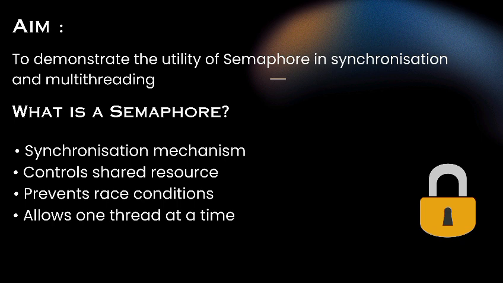First of all, what is a semaphore? A semaphore is the synchronization mechanism used in operating systems. It controls access to shared resources when multi-threads are running. It allows only one thread to access the shared resources at a time and prevents race conditions.